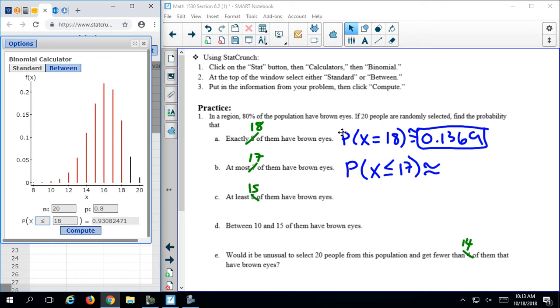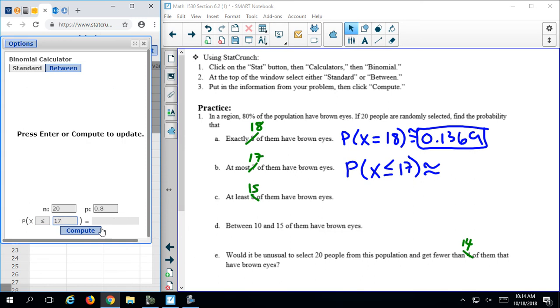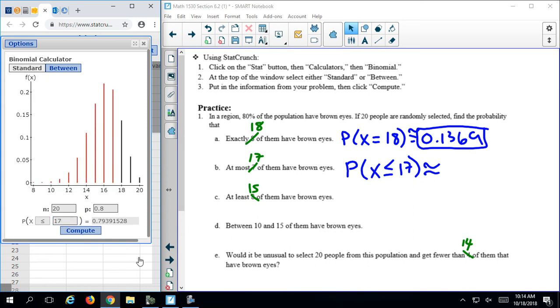And you can see what it highlights. The highlighting should help you. I got to change 18 to 17 too, right? I didn't do that. So I caught my mistake there because it highlighted 18 and I knew that was wrong. So look at what it highlights and make sure that that's the actual thing you're trying to calculate. So less than or equal to 17, so that's 0.7939.